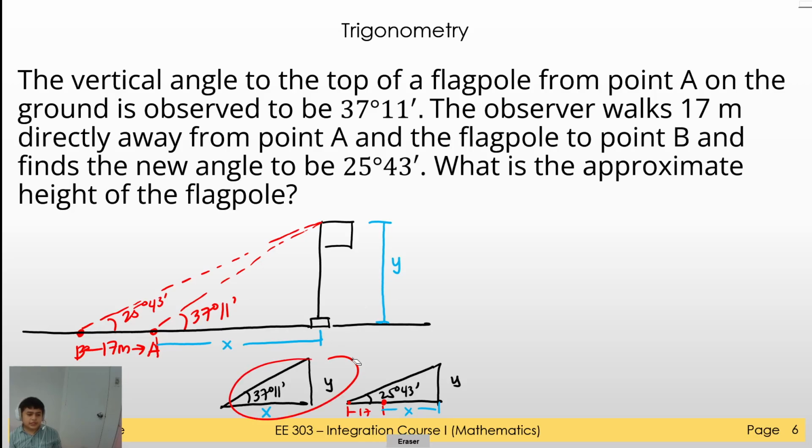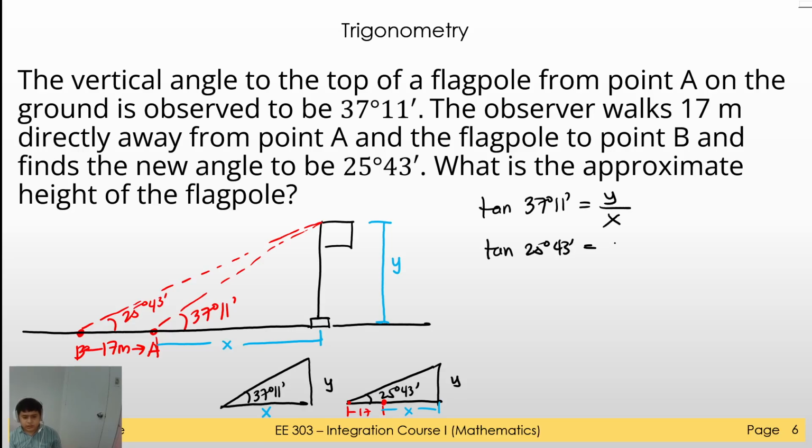For this first triangle, we have tangent 37 degrees, 11 minutes. We choose tangent since we are given an opposite and an adjacent side, so this will be Y over X. Now for the other triangle, we still have an opposite and an adjacent side available. So we have tangent 25 degrees, 43 minutes equal to Y, the opposite, over 17 plus X. So these are your two equations with two unknowns.